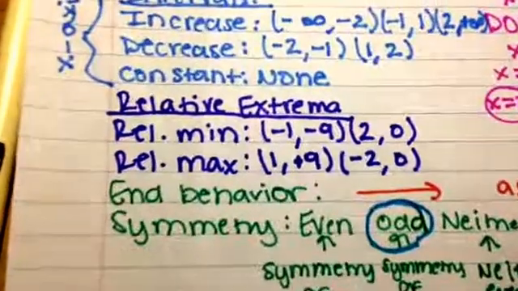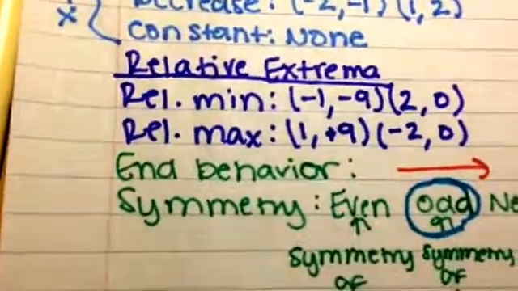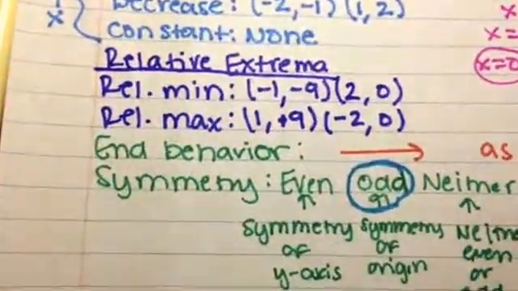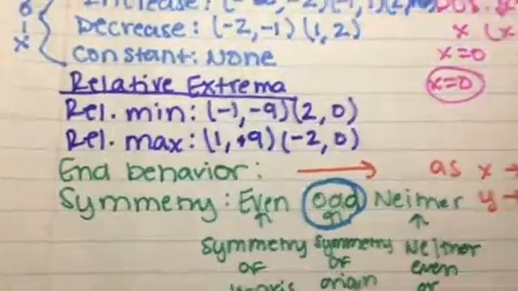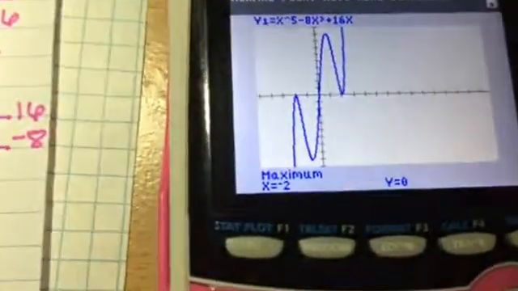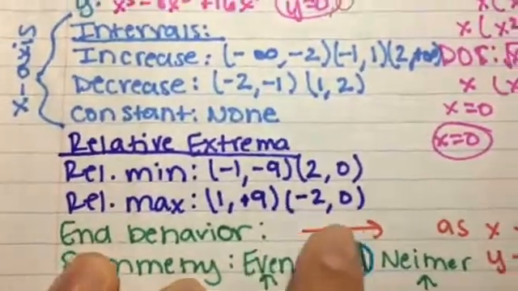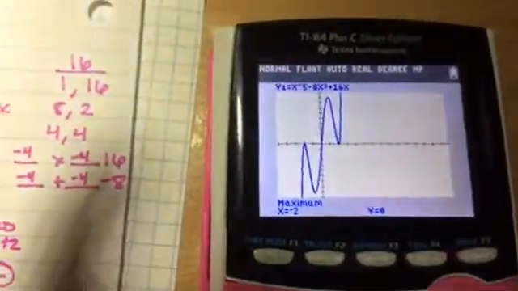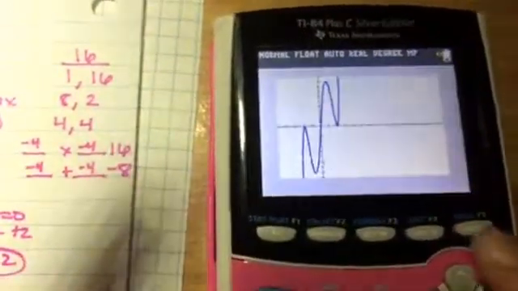Now for the relative maximums. We're going to do the same exact thing we did for the relative minimums, but instead of pressing second trace 3, we're going to press second trace 4. I did that, and it gave me a maximum of -2, 0, and that's exactly what I have over here, -2, 0.